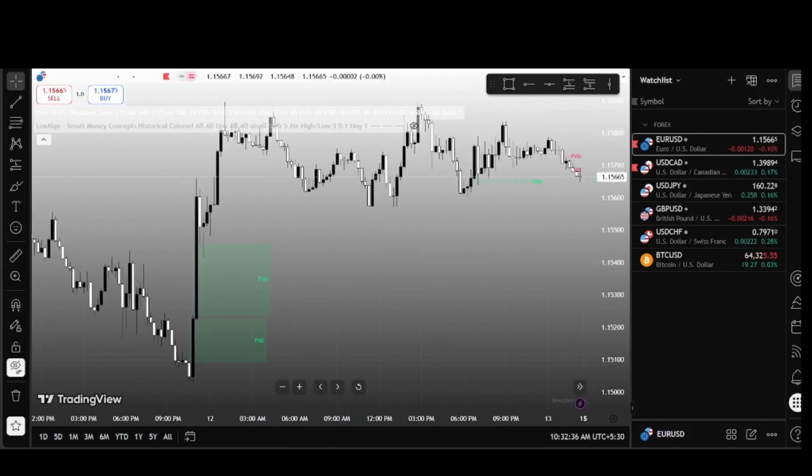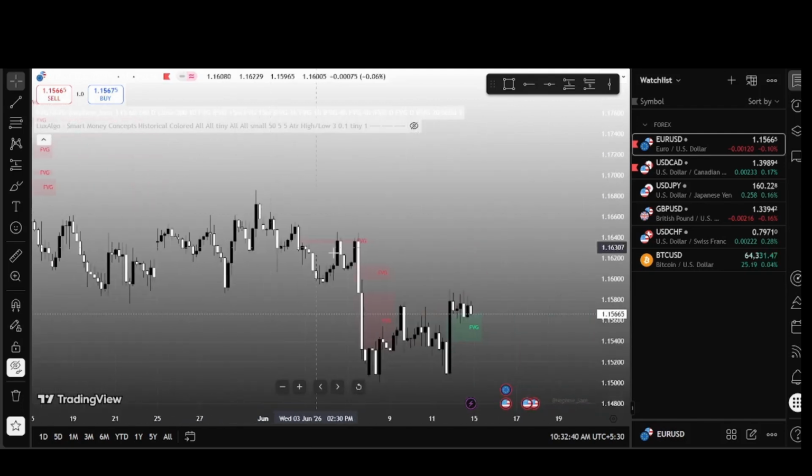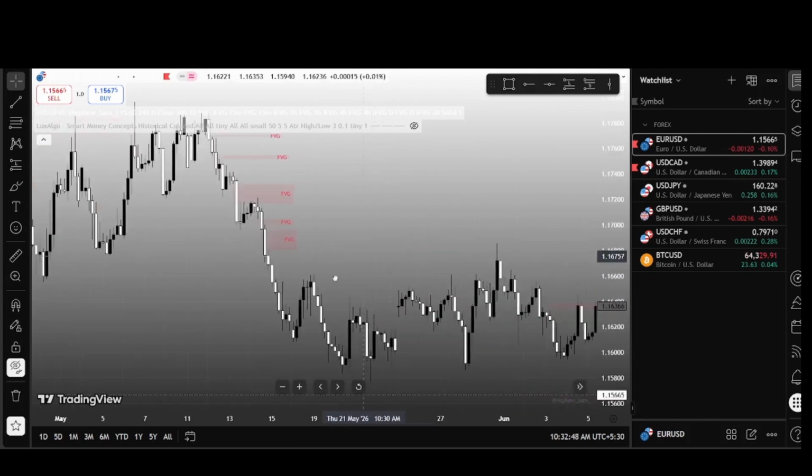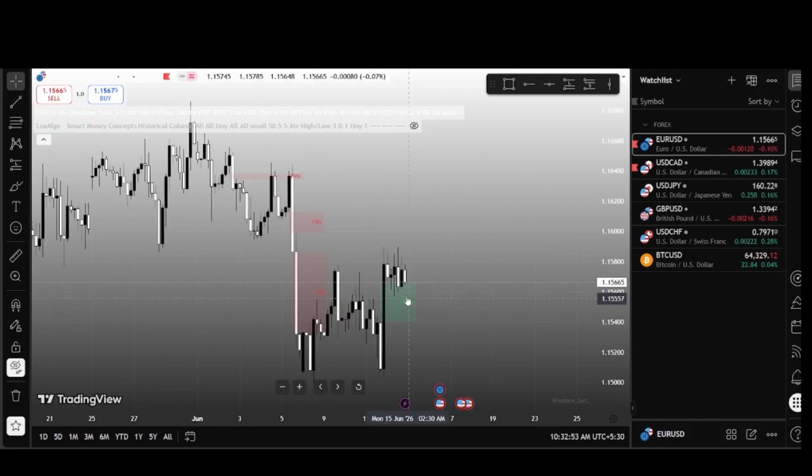You can go to different time frames and it does the same thing. It marks out all the fair value gaps for you. And the red ones are inverse fair value gaps. In a downtrend, the fair value gaps formed are those. Green ones are upside fair value gaps. We should look for longs near the green fair value gaps, shorts near the red fair value gaps.